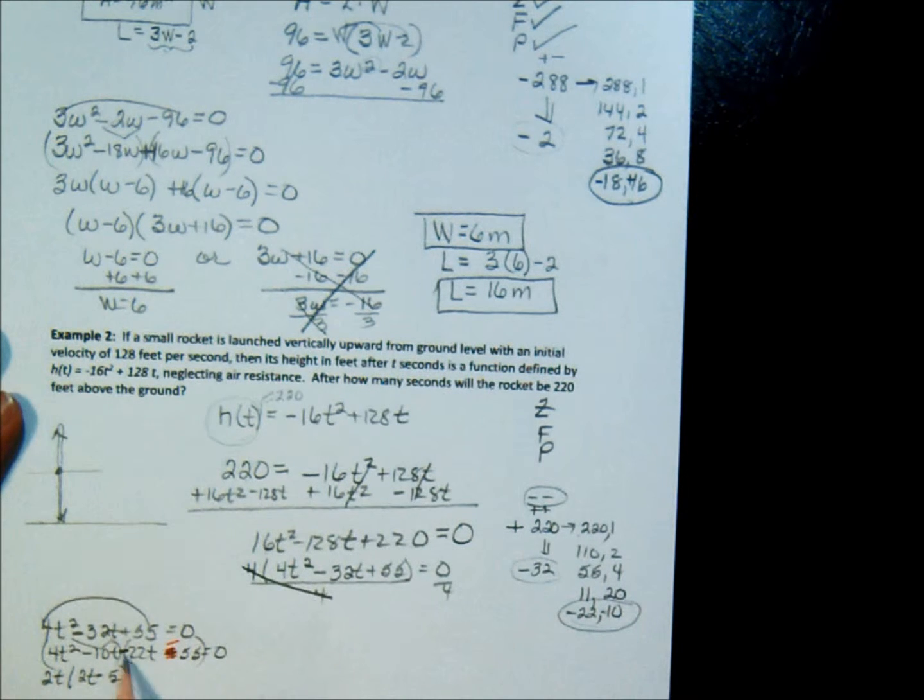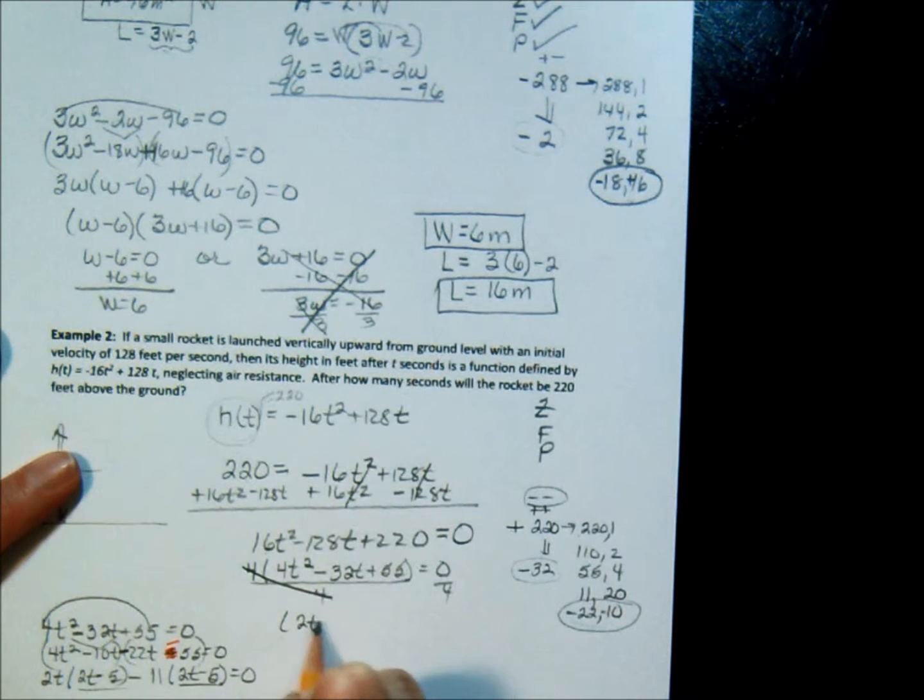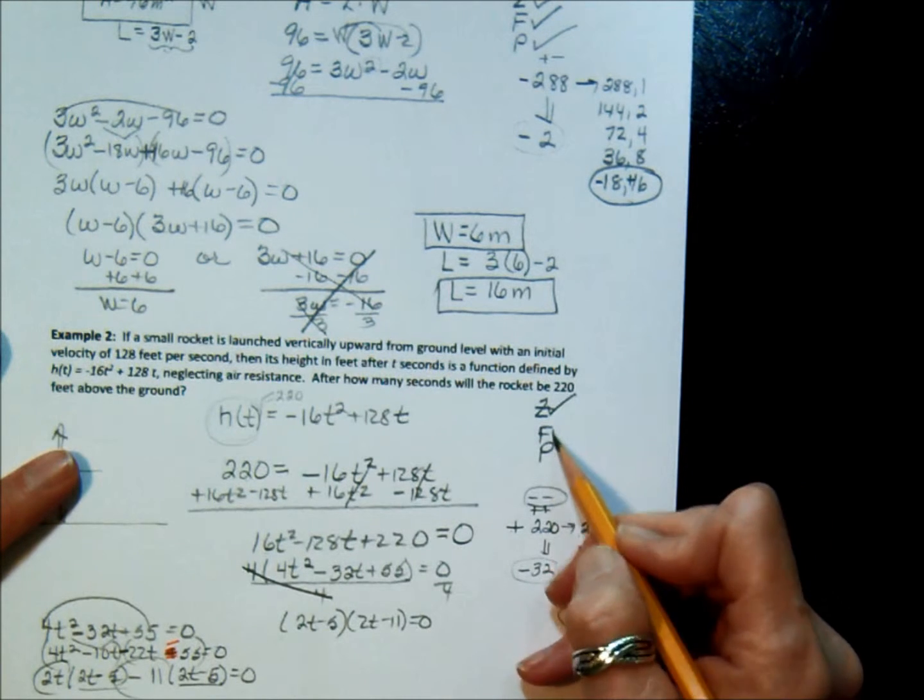Bring down that minus sign. Here I can factor out an 11. I'm left with 2t minus 5 equals 0. So my two factors are 2t minus 5 and 2t minus 11 equals 0. So we have gotten it equal to 0 and factored.